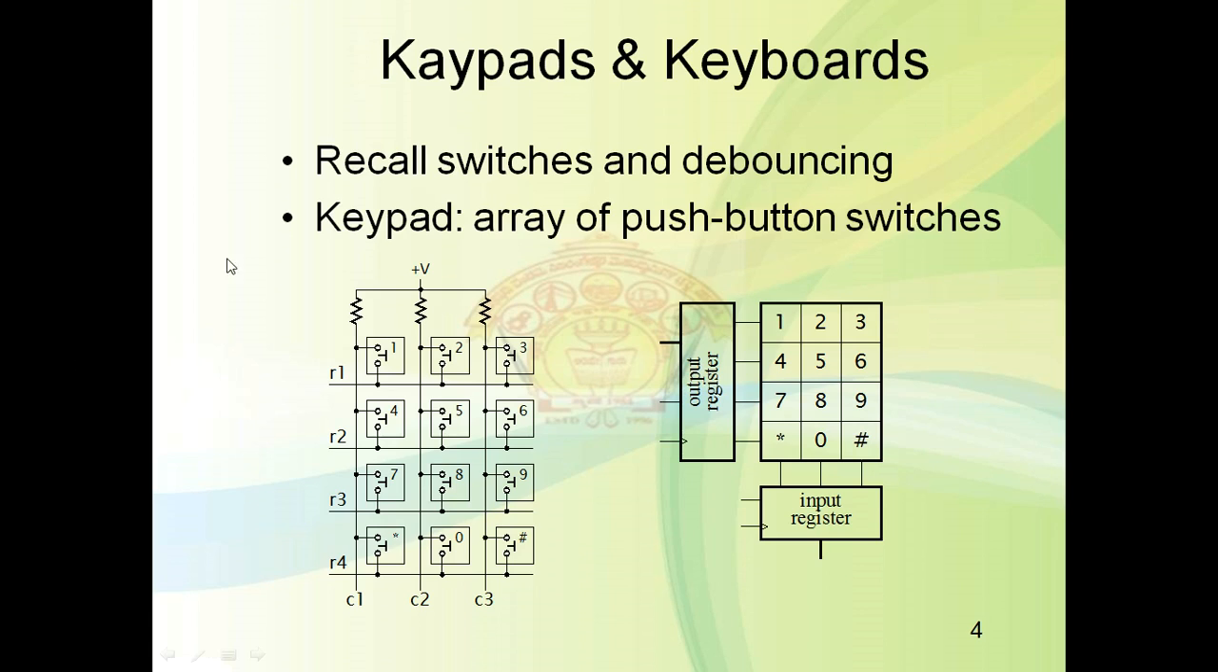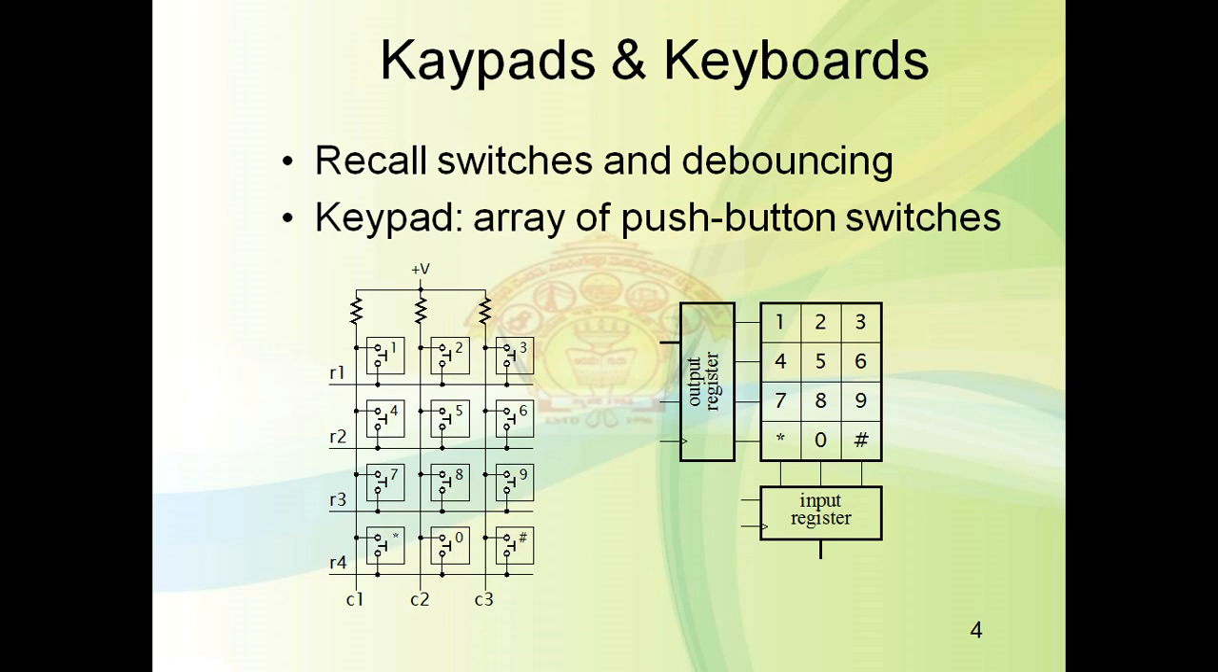So this is the matrix. There are 4 rows and 3 columns, and the switches are placed like this. When all the keys are open, every column is connected to high voltage, that is VCC. And when a key is pressed, one column line is connected to a row line.